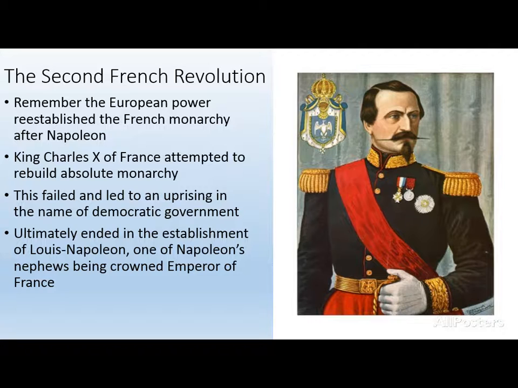It completely failed. The people of France liked being French. They were nationalists. They liked their freedoms. They liked their republic. They liked their Napoleon. This failed, leads to a civil war and an uprising, all in the name of democratic government. The Second French Revolution ultimately ends in the establishment of Louis Napoleon, one of Napoleon's nephews, being crowned Emperor of France. This is the guy right here.